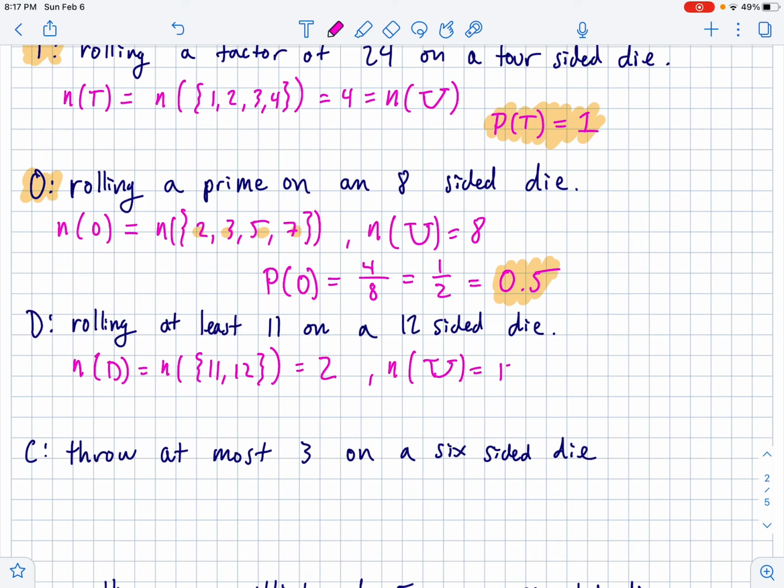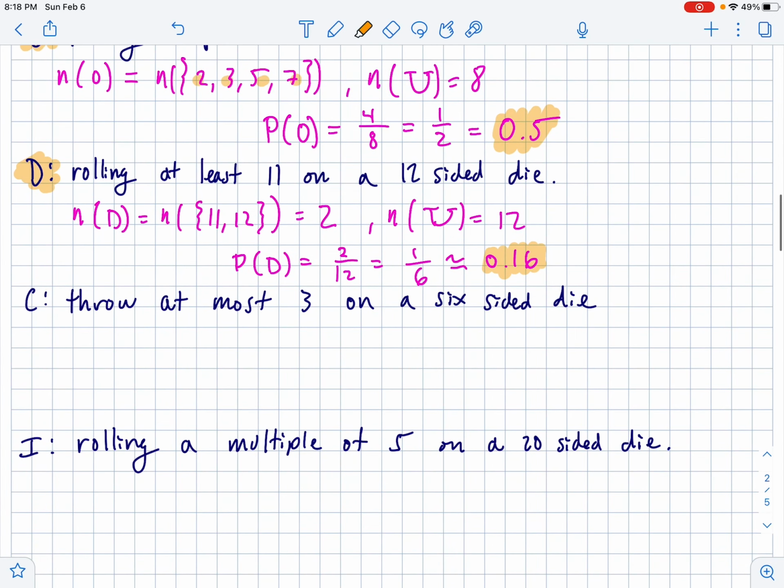And then the number of ways that a 12-sided die can go is 12 total. So the probability of D is going to be equal to 2 over 12, which is 1/6, which is about 0.16. So far, D is the least likely event. But let's check out part C.